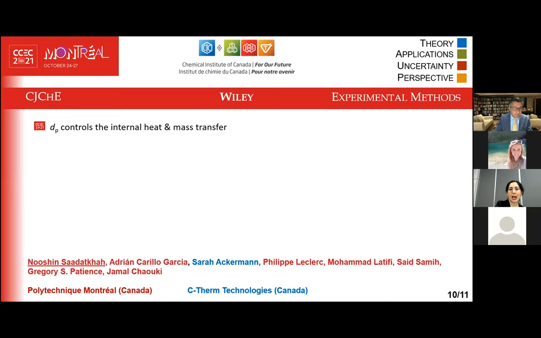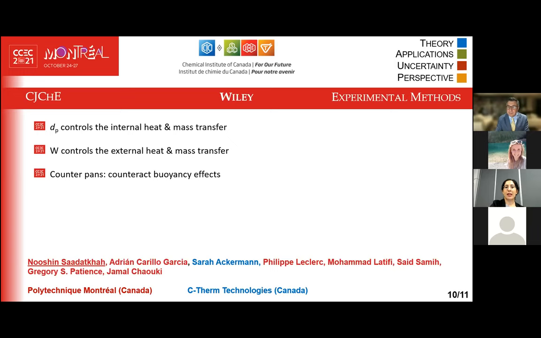Okay, to summarize everything, the mass of the sample and the size of the sample can control the heat and mass transfer of the sample. So you should be really careful about what you choose as your sample weight and sample size. And depending on the TGA equipment you're using, you should be careful about the gas flow you're choosing for your sample. The higher the gas flow, the higher the error of the counterpans.